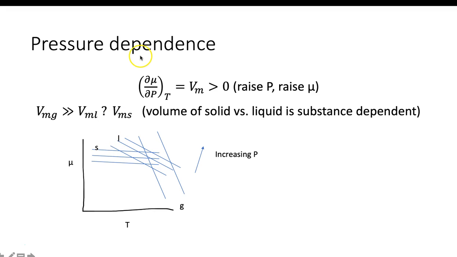Now the pressure dependence, we can once again go back to our Gibbs free energy equation and our partial derivatives. And remember the partial derivative with respect to pressure, right? So we're looking at how it changes as we vary pressure. It's the molar volume. Now we know the molar volume has to be greater than zero. There's no negative volume. So that means that anytime we raise the pressure, we're going to raise the chemical potential. Okay? So it doesn't matter what the substance is, we raise the pressure, we raise the chemical potential.